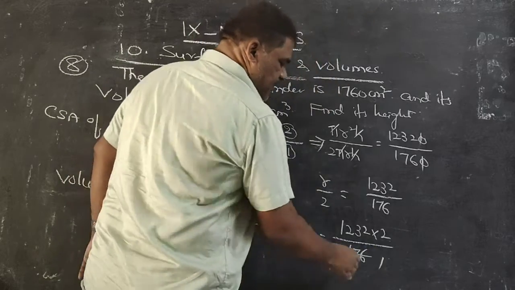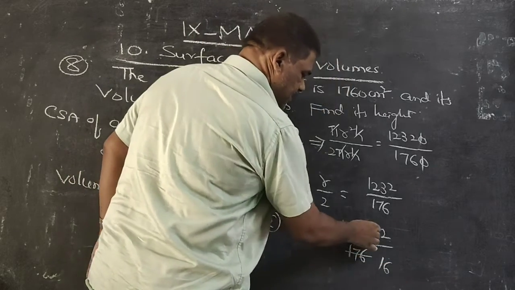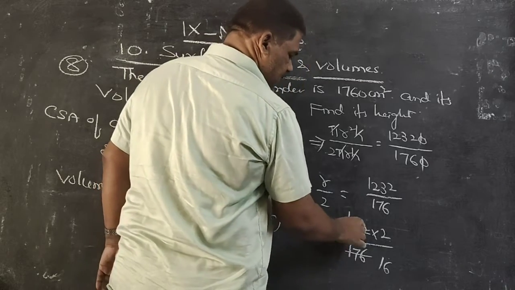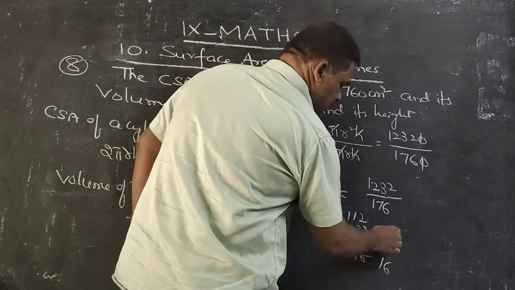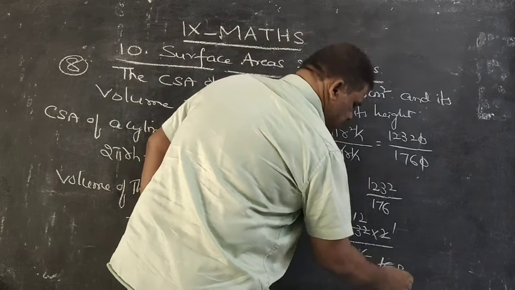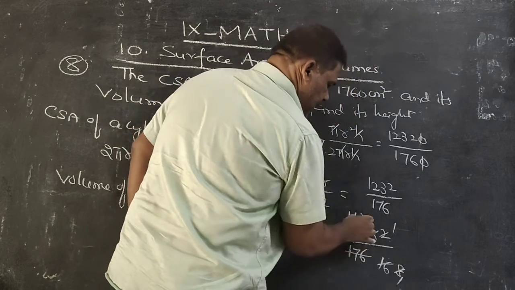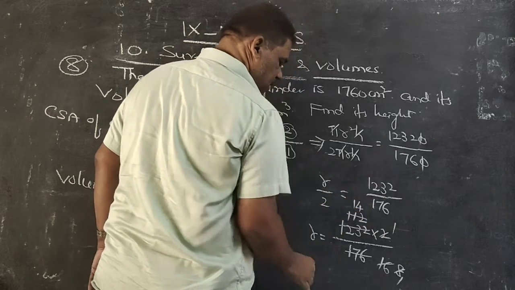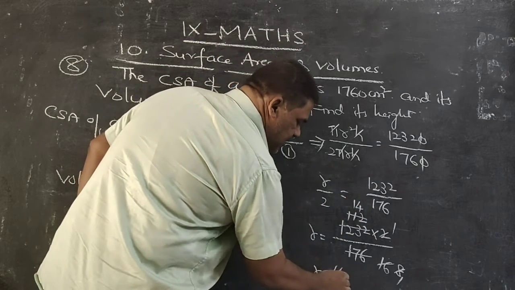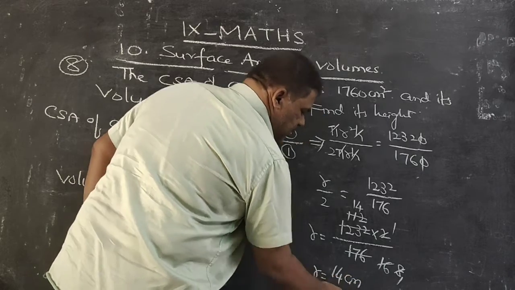11 ones are 11, 11 sixes are 66. 11 ones are 11, again 11 ones, 11 twos are 22. Next, 2 ones are 2, 2 eights are 16. 8 ones are 8, 8 fours are 32. So we will get r is equal to 14 centimeters.